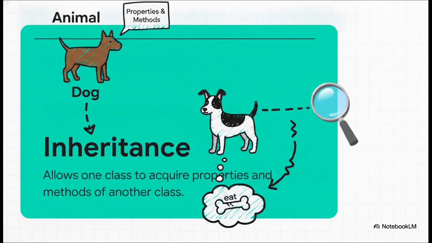Next, we've got inheritance. This lets one class acquire the properties and methods of another class. It's honestly the ultimate shortcut for code reuse. If you have a parent class named Animal that has an eat method, you can easily create a child class called Dog that just extends it. Boom! Suddenly, your Dog class already knows exactly how to eat, and you didn't have to rewrite a single line of code. Pretty great, right?